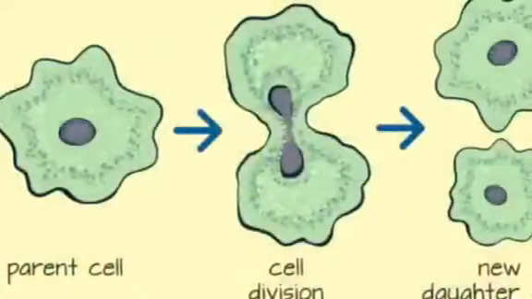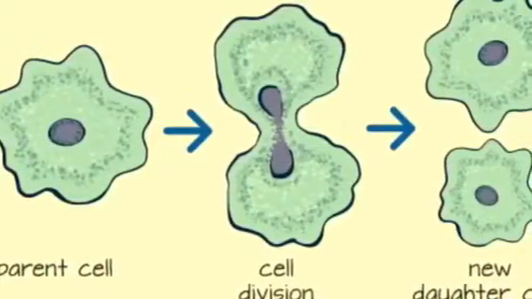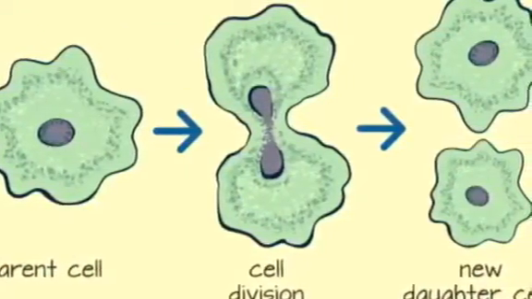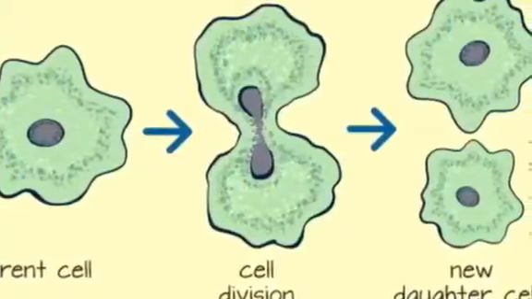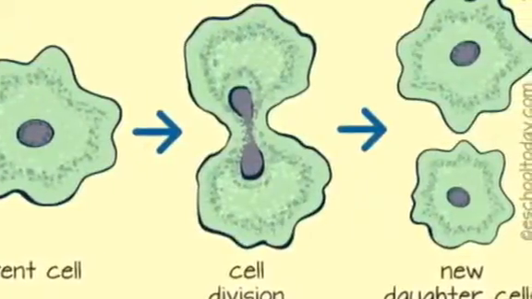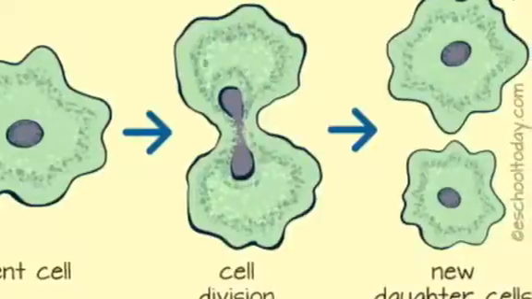Fission is a type of asexual reproduction that bacteria use to divide its original cell and then produce another two cells to repeat this process.